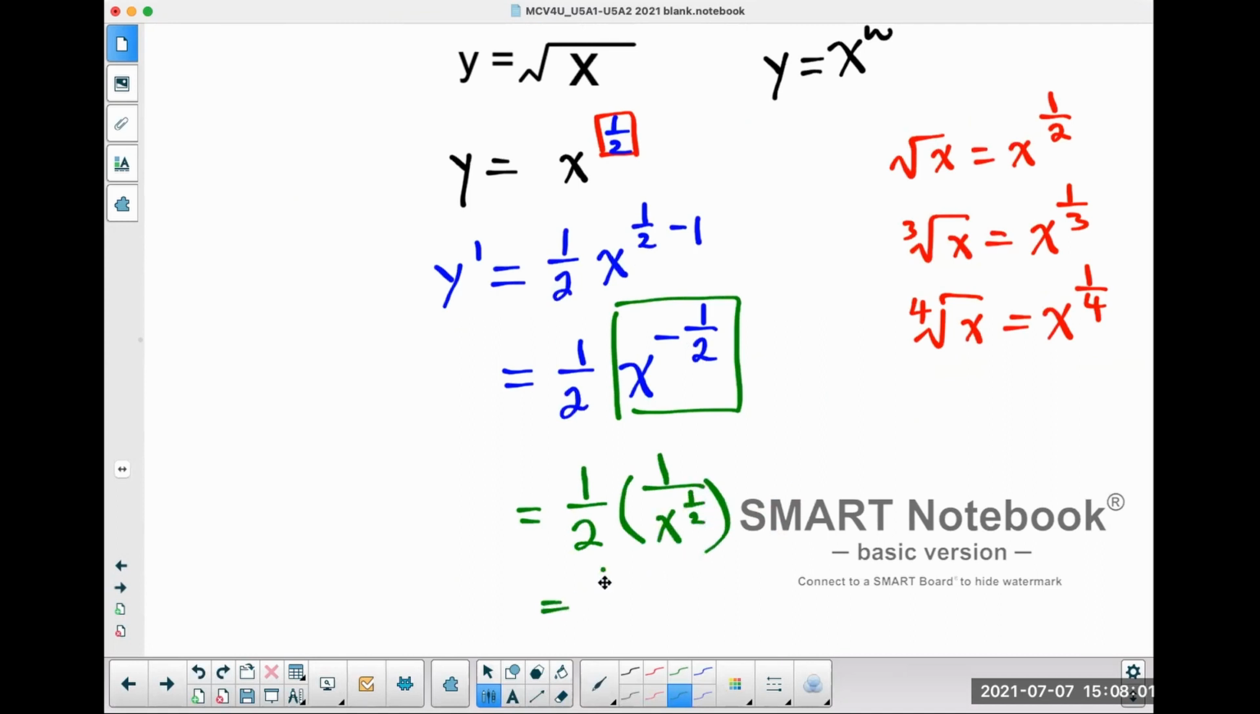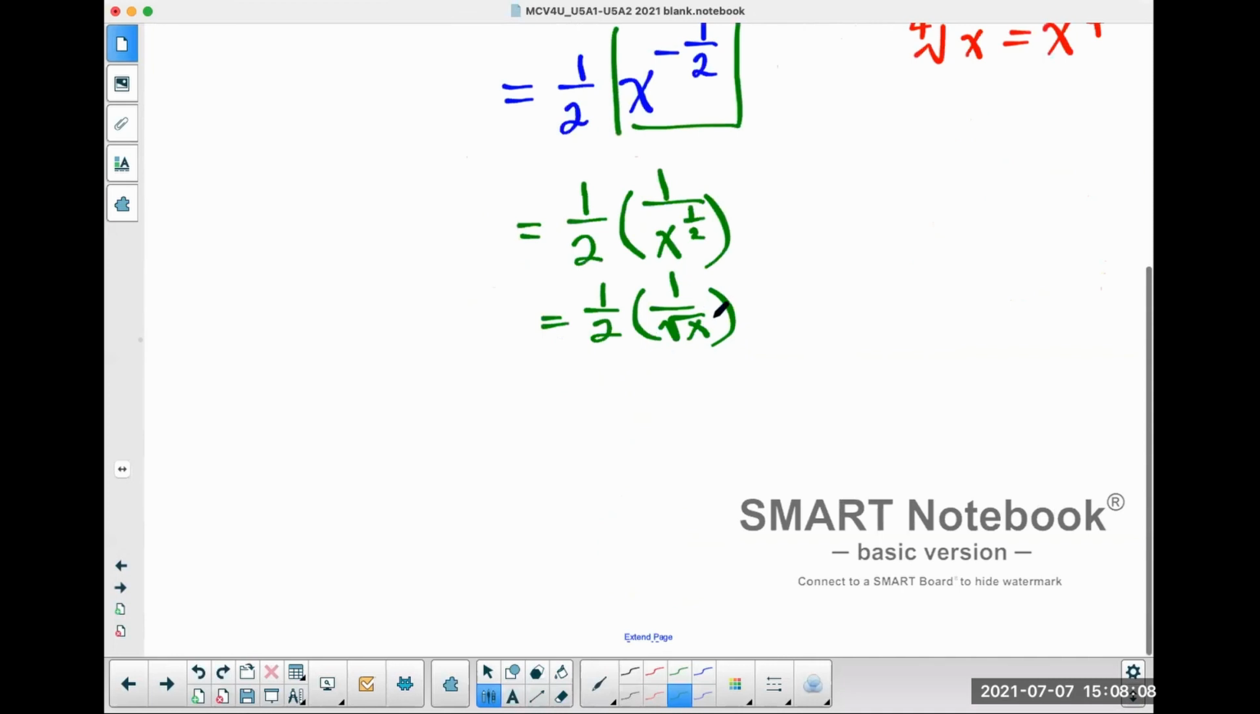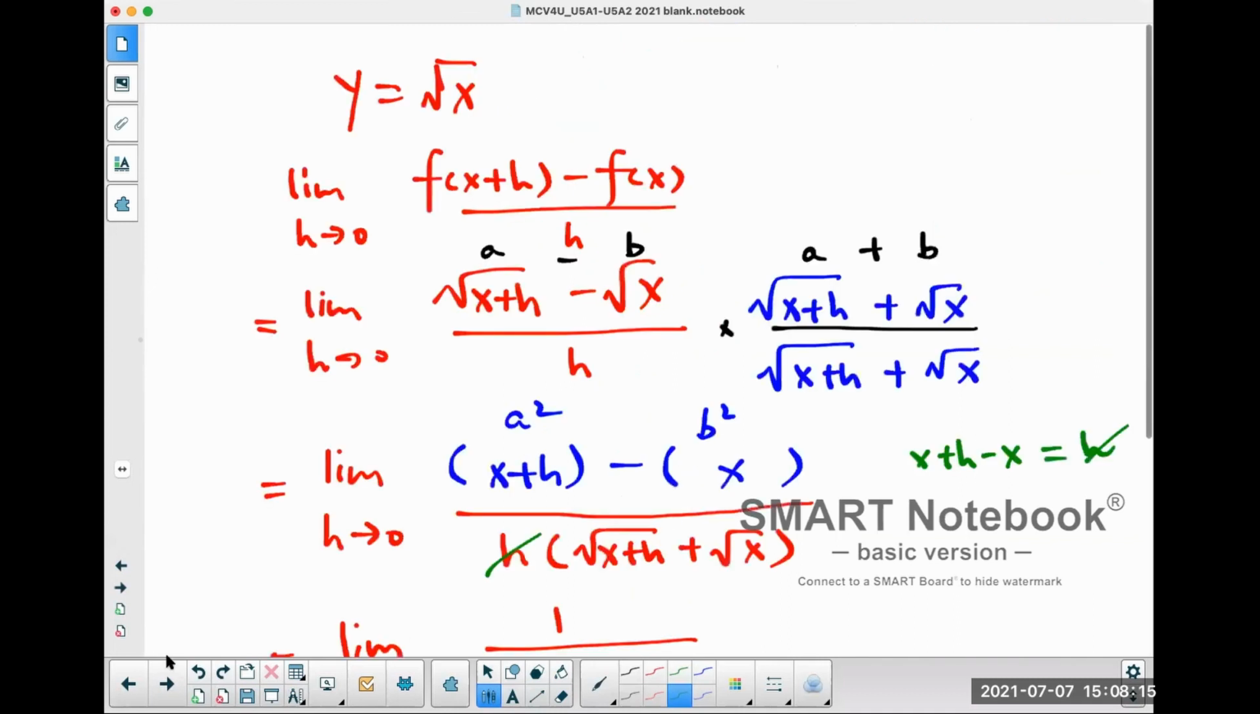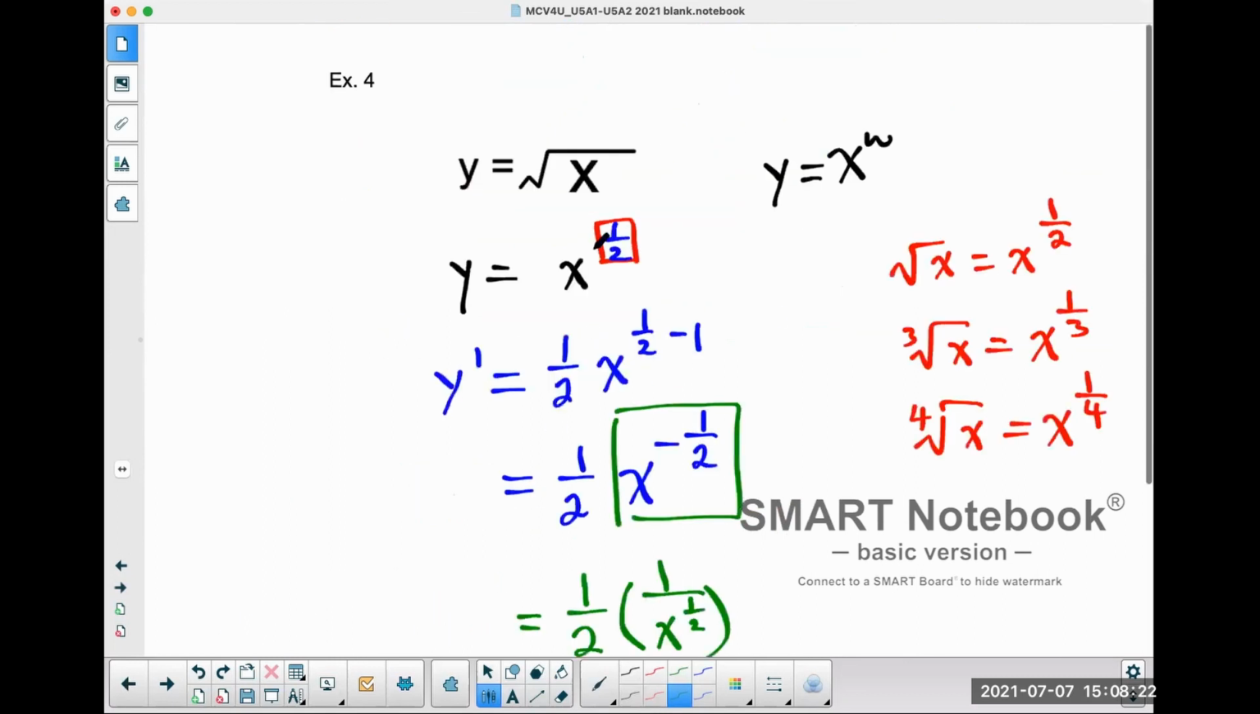Well, what's x to the power of half again? X to the power of half is the square root of x. So if I combine a half times 1 over square root of x, that's 1 over 2 square root of x. Take a look at that and compare it to what you have down here. Isn't that the same answer? So the power rule works for square root functions too. As long as you can rewrite it in this format, you can apply the power rule.